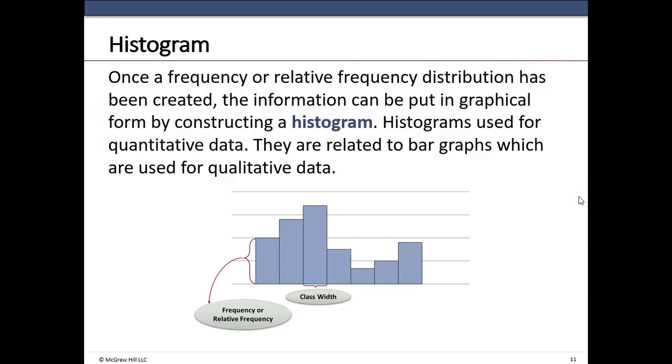Histograms are used for quantitative data. They are related to the bar graphs, which are used for qualitative data. One big difference between the qualitative data bar chart and the quantitative data histogram: in this vertical bar chart, there is no gap. Whereas if you remember in the class of the credit cards, there was a gap between MasterCard and Visa on the horizontal axis. Here, there is no gap between the classes on the horizontal axis. The height is equal to the frequency occurring in that class, or the relative frequency. The class width is the same. Remember, 1 is the class width in this case. Hence, the class width is the same for each of the bars.